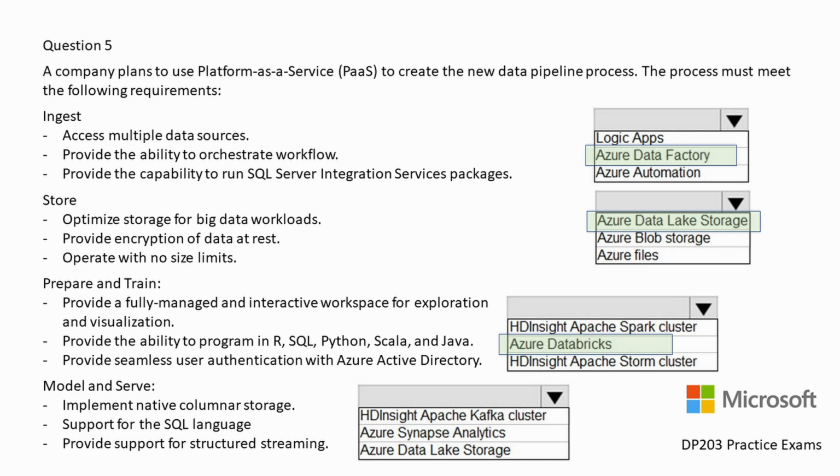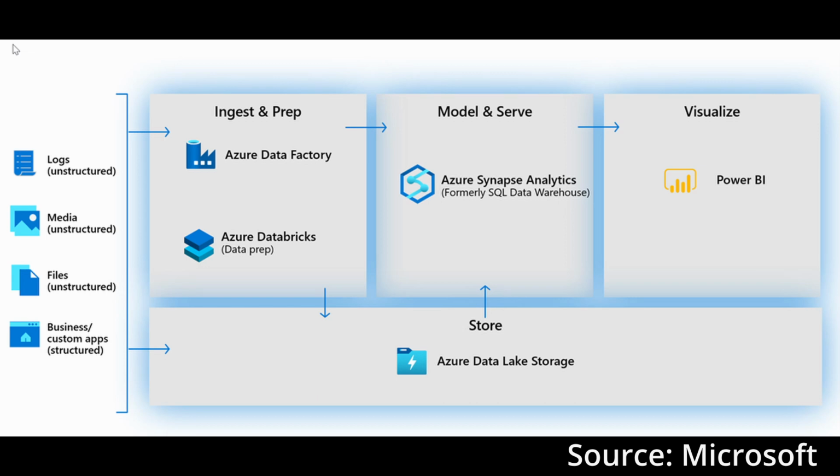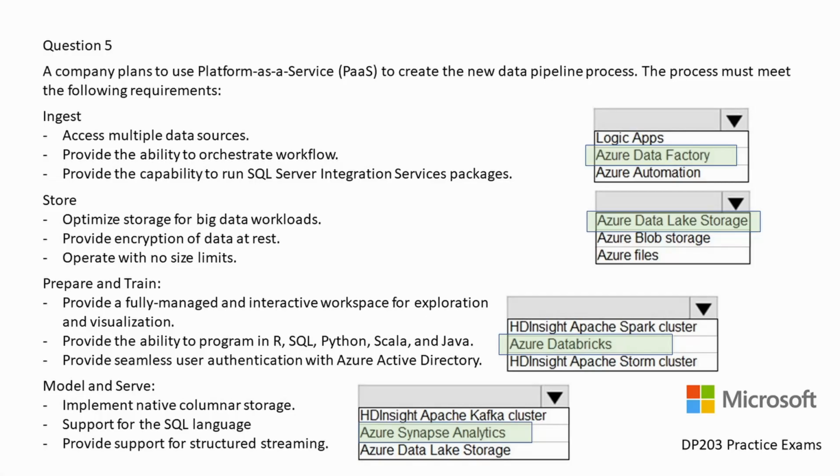For model and serve, we need to be able to implement native columnar storage, support the SQL language, and provide support for structured streaming. The options are HDInsight Apache Kafka Cluster, Azure Synapse Analytics, Azure Data Lake Storage. The requirements described here can be met by Azure Synapse Analytics. Apache Kafka is used to build real-time streaming data pipelines and applications. And Azure Data Lake Storage, as we described before, is more to do with the storage options. So the correct answer here is Azure Synapse Analytics.